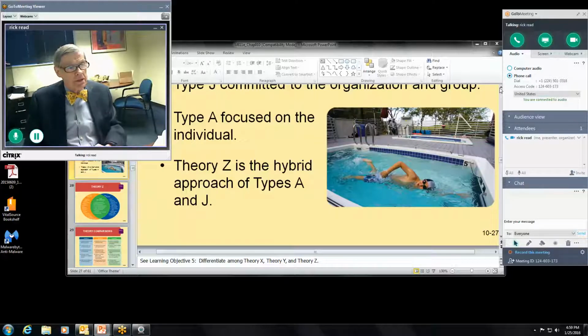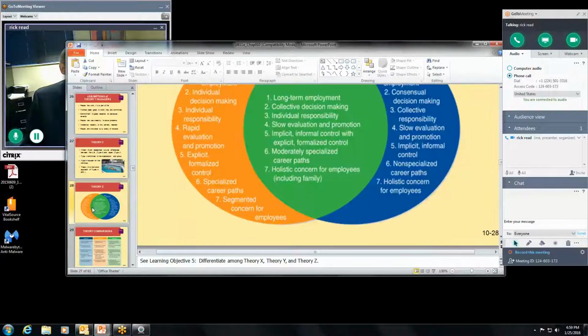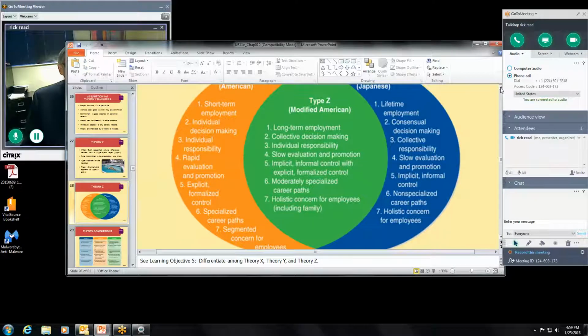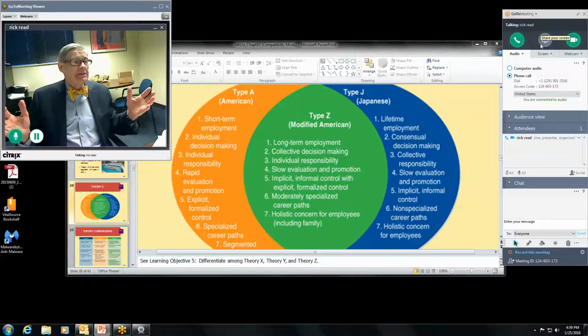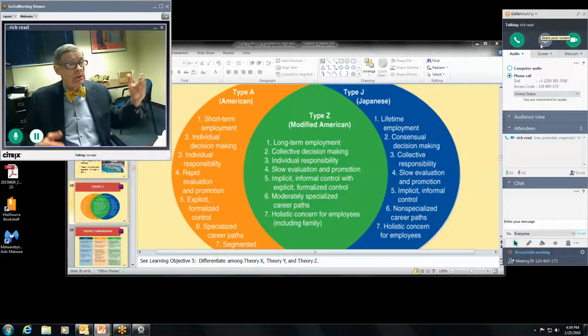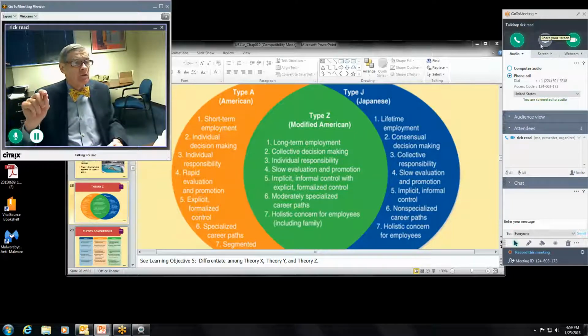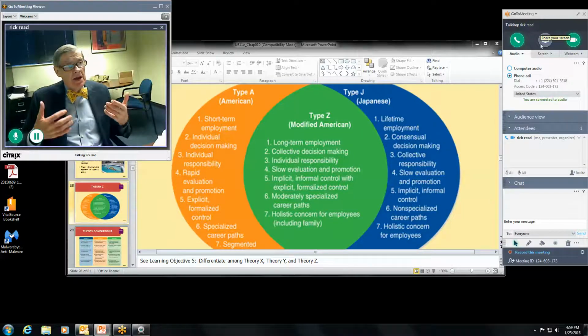And so Ouchi has come up with an amalgamation between the type A, which is American, focused on the individual, the type J, Japanese, which is focused on team or collective, and what Ouchi says is a modified American. We'll just give you some kind of idea. I'll let you look at these. I'm not going to try to compare these two.